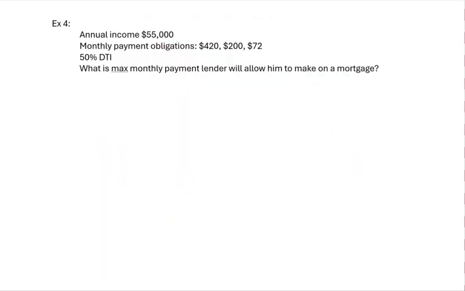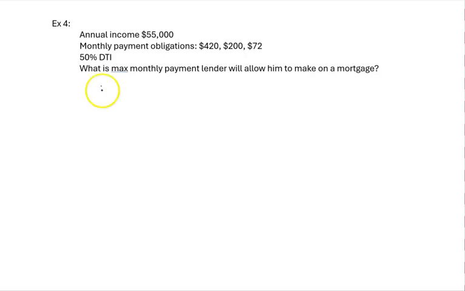Now let's look at example 4 on page 178. It says, Shane Wessel would like to buy a home. His annual income is $55,000. He has the following obligations each month: a car payment of $420, a payment of $200 on a personal loan for furniture, and a credit card minimum payment of $72. If Shane's mortgage lender has told him that he has an approval for a 50% DTI, or debt to income ratio, what is the maximum monthly payment he can make on his mortgage?